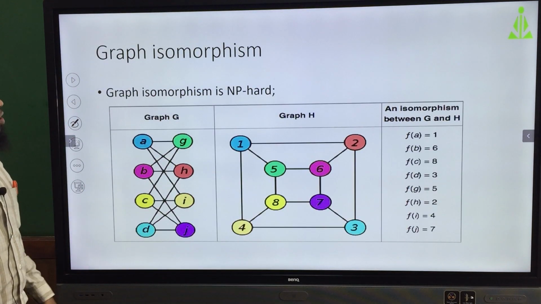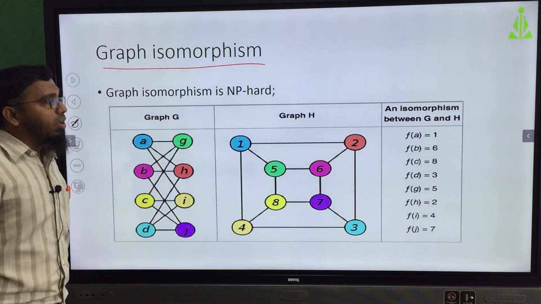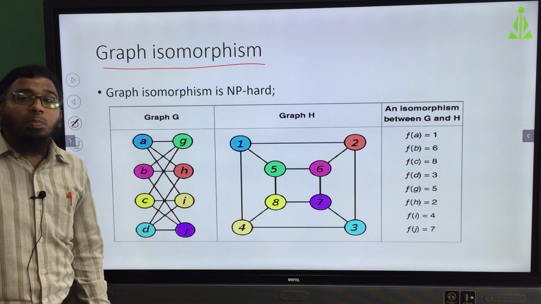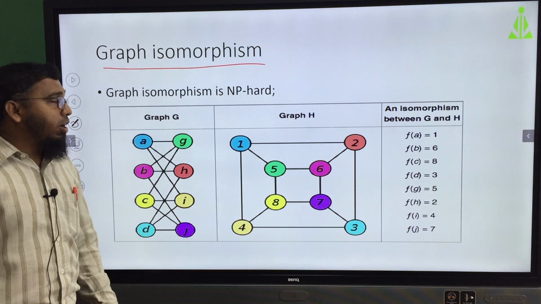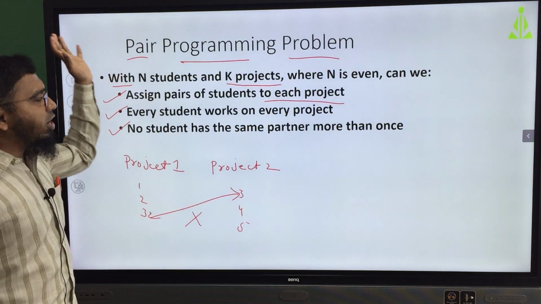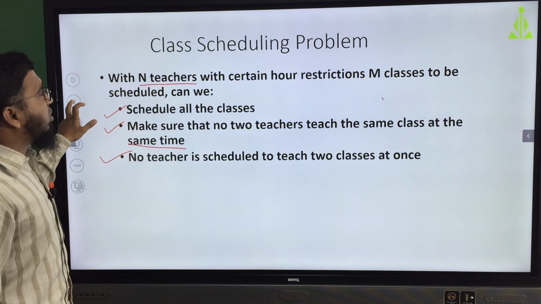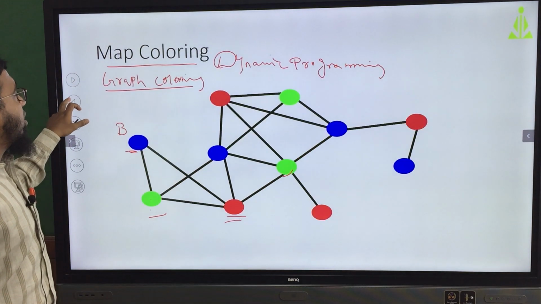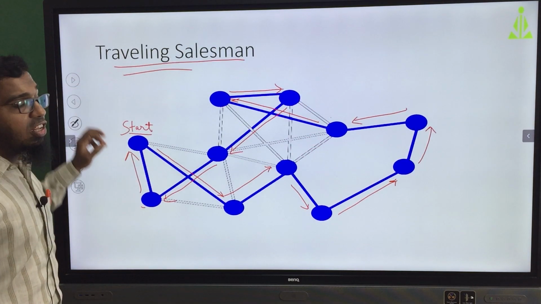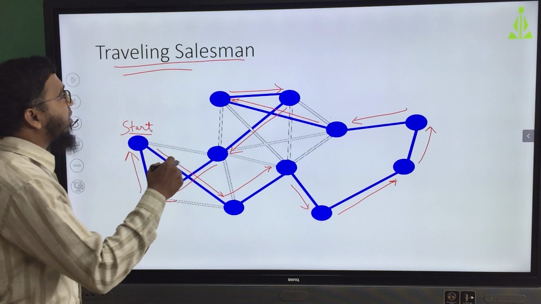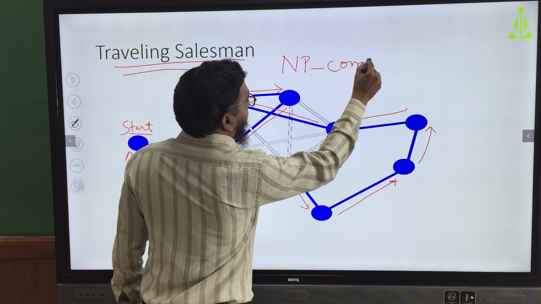Now, graph isomorphism, and this is NP-hard. Up to here we get the NP-complete problems. Whatever we have discussed here, this class scheduling, VC, map coloring, Hamiltonian cycle, clique, traveling salesperson, all of these come under NP-complete.